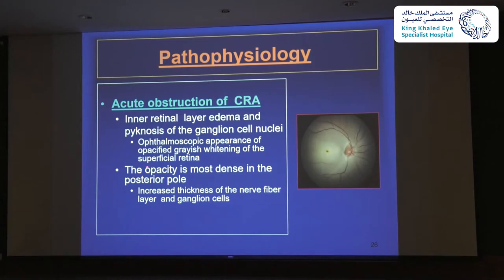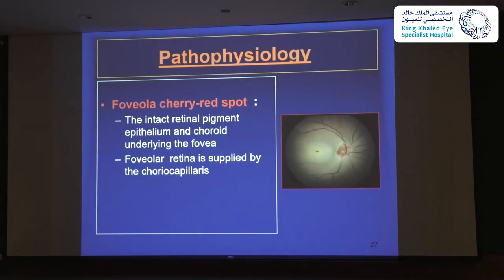And when you are looking for the opacity, it is most dense in the posterior wall because of the increased thickness of the nerve fiber layer and ganglion cell layer. The foveal cherry red spot appears because of the intact retinal pigmented epithelium and choroid underlying the fovea. The retinal layers are affected, from inner to outer, but the choroid itself isn't affected. So we still have the circulation, the RPE functioning.